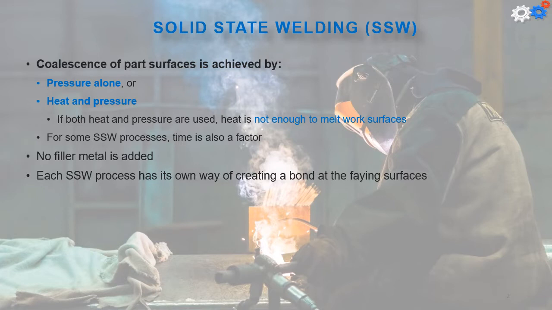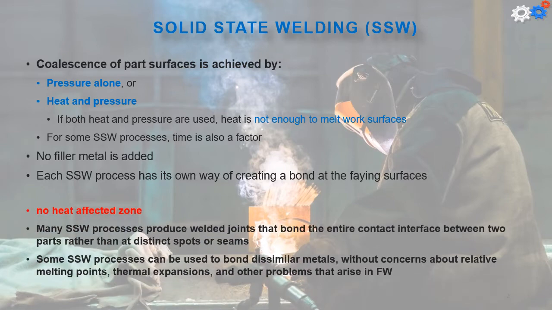No filler metal is added, and each solid-state welding process has its own way of creating a bond at the faying surfaces. There is no heat-affected zone in solid-state welding, and many of the solid-state welding processes produce welded joints that bond the entire contact interface between the two parts rather than discrete spots or seams.